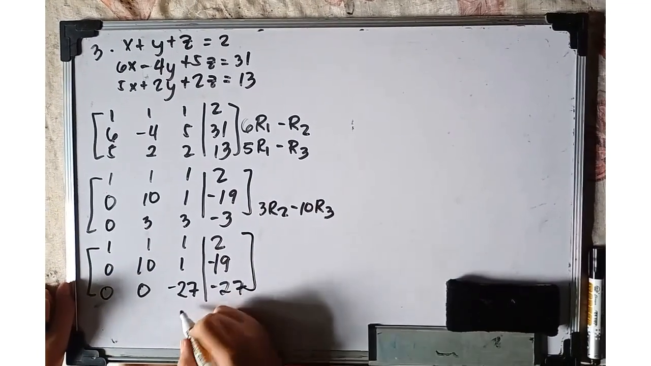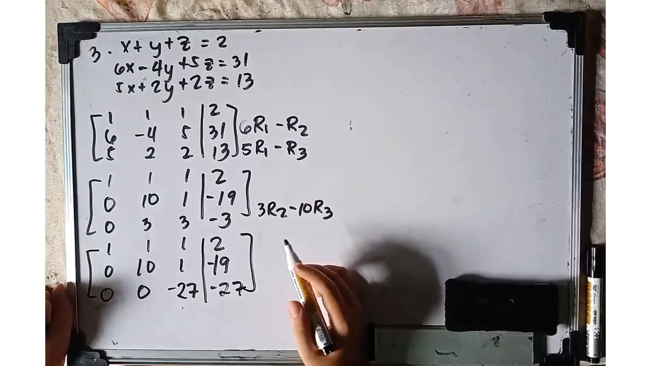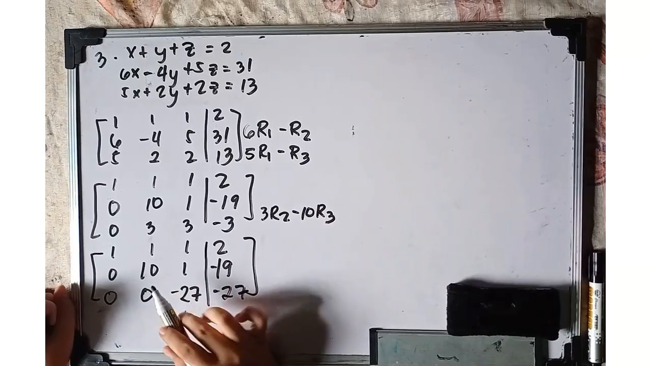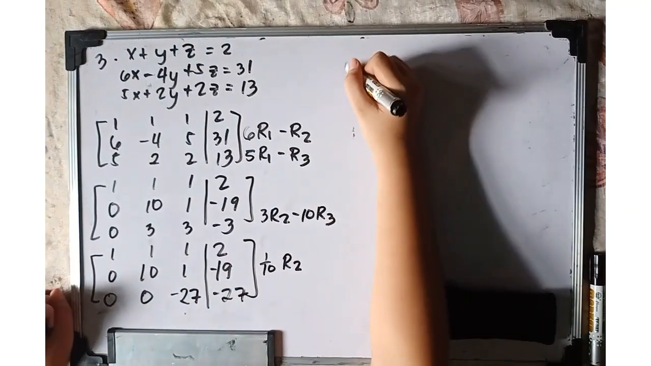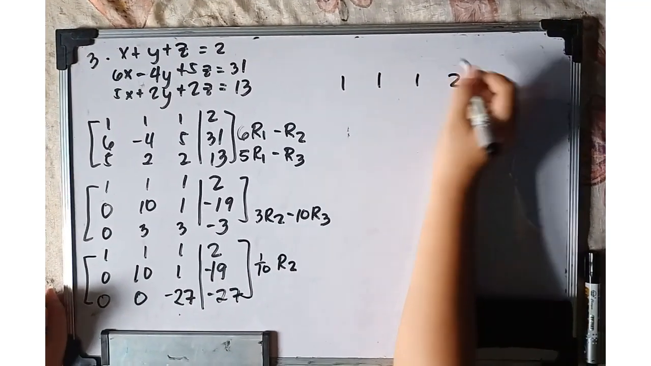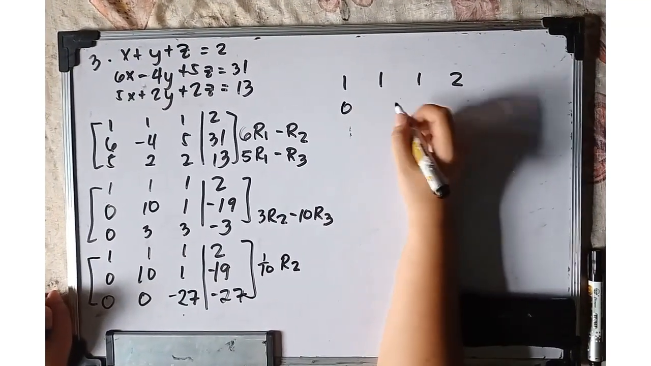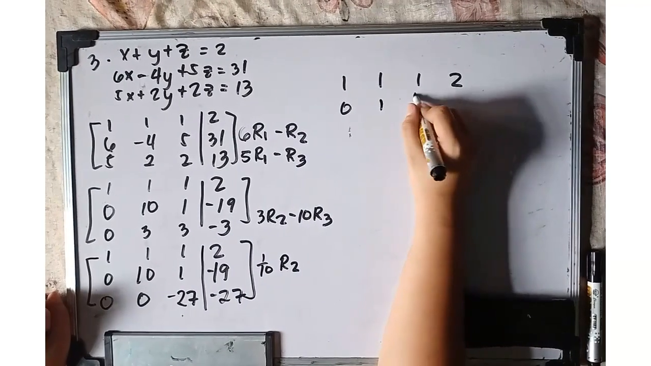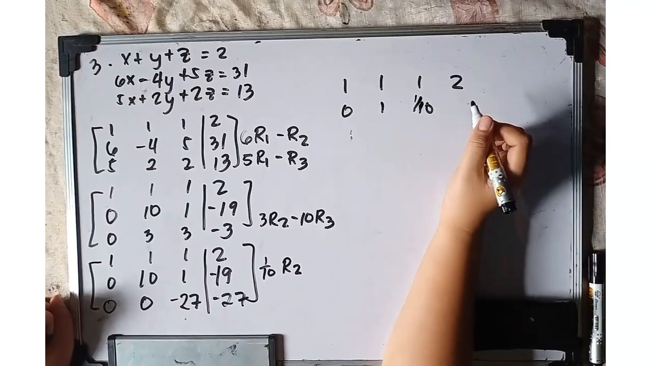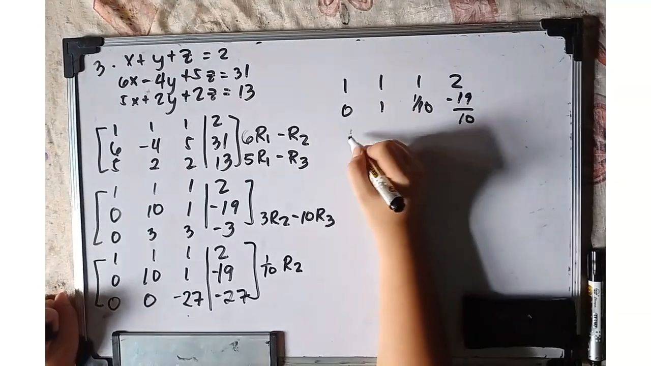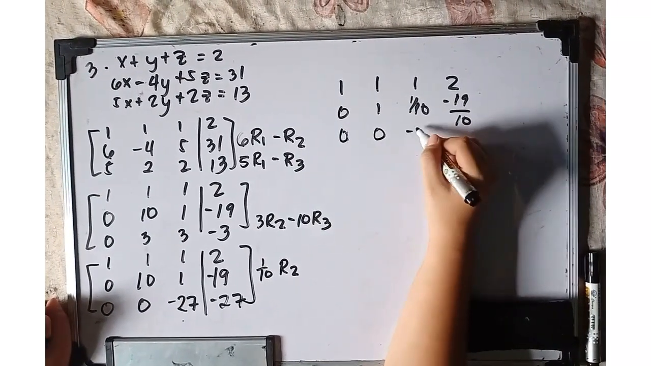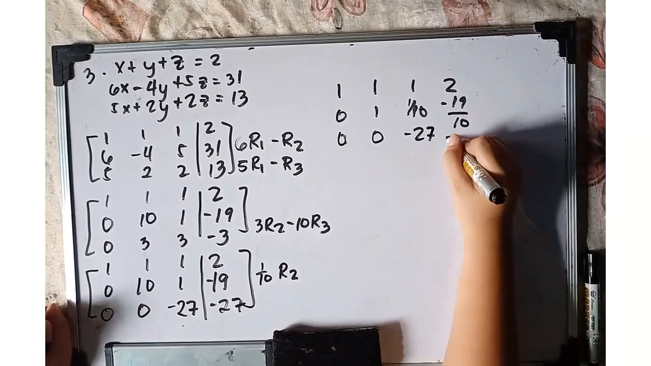So let's calculate this one. Let us make this 10 into 1. So we have to multiply 1/10 times R2. Copy 1, 1, 1, 2, 0. 1/10 times 10 is 1. 1/10 times 1 is 1/10. 1/10 times -19 is -19/10. And then copy the last row: 0, 0, -27, and then -27.